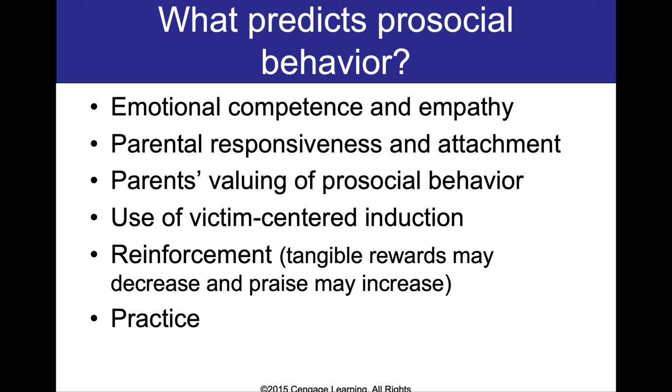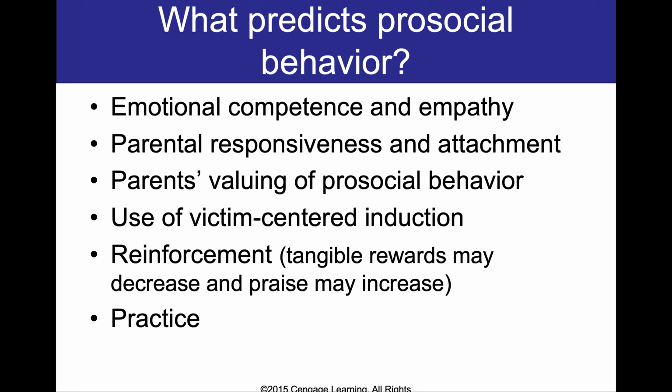What predicts the prosocial behaviors? Well, it's their emotional competence and their level of empathy, the parental responsiveness, as well as the parental attachment to each child. Also, the parents' value placed on the prosocial behavior. The use of victim-centered induction. I want to explain this.